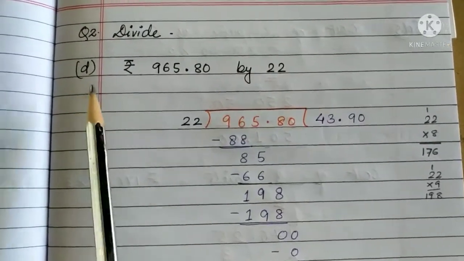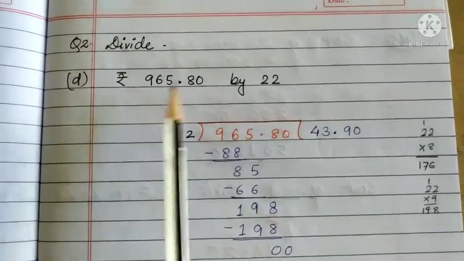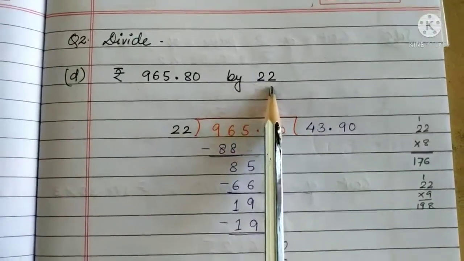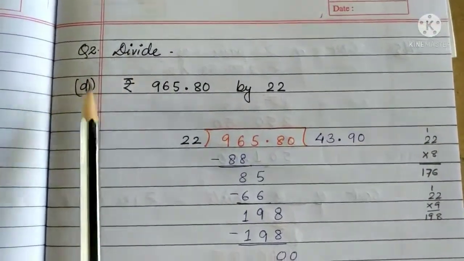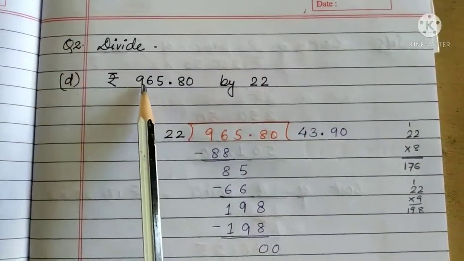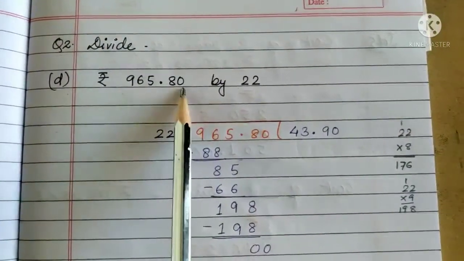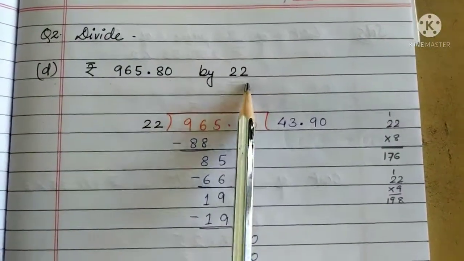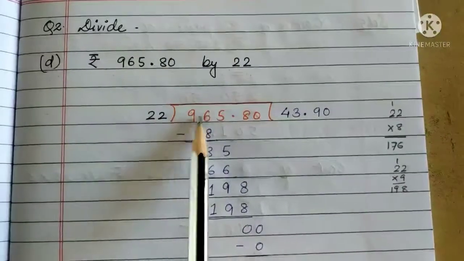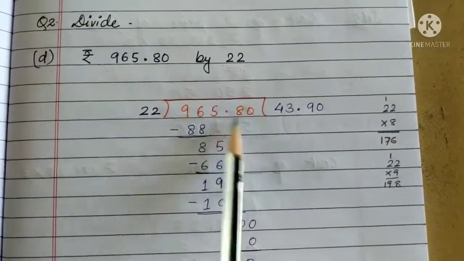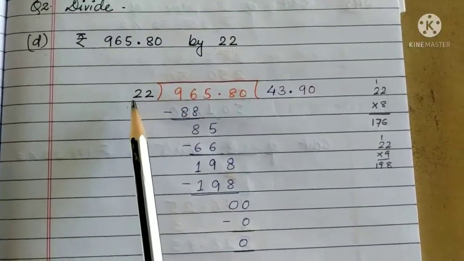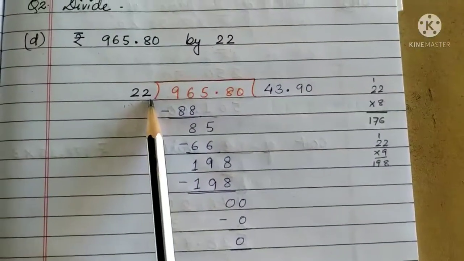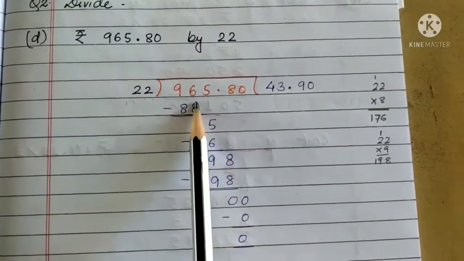Students, in the same manner, we can perform division by a 2-digit divisor. Here, in exercise 9.3, we have question 2. I have taken the D part. Rupees 965 and 80 paise is to be divided by 22. So, what do we do? We make a division box. We write the dividend inside, the divisor outside. Now, as our divisor is of 2 digits, we take the 2 digits from the dividend also.